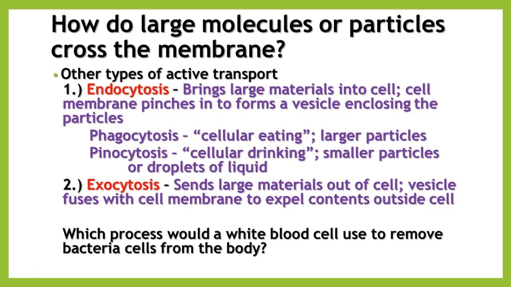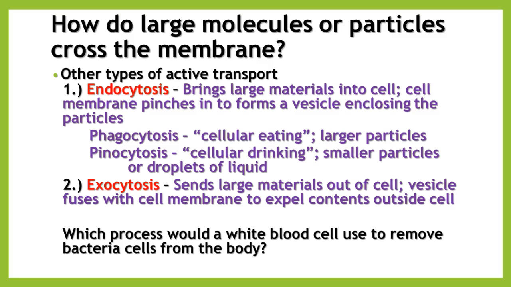This is what happens when an amoeba or a white blood cell consumes a bacterium or some other organism or other molecules that are outside the cell. This is called phagocytosis, which is cellular eating, and this involves larger particles like bacteria or other types of molecules like that. And the other type of endocytosis is pinocytosis, which is kind of like cellular drinking, and that's smaller particles or droplets of liquid that can be brought into the cell.